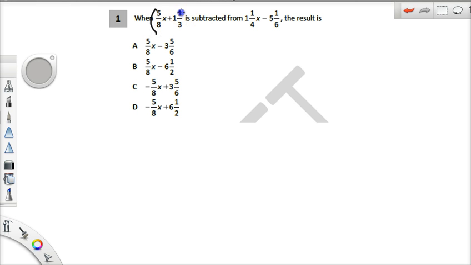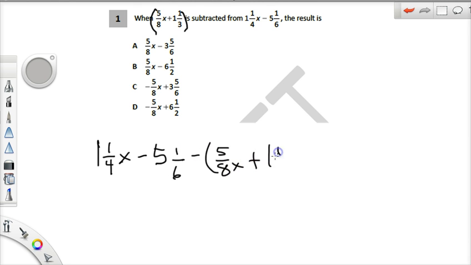So this whole amount, this sum, is being subtracted from this over here. So basically you have to write this first minus this whole sum. So let's do that down here. We got 1 1/4 x minus 5 1/6 minus 5/8 x plus 1 1/3. So this whole thing in here is being subtracted, right?